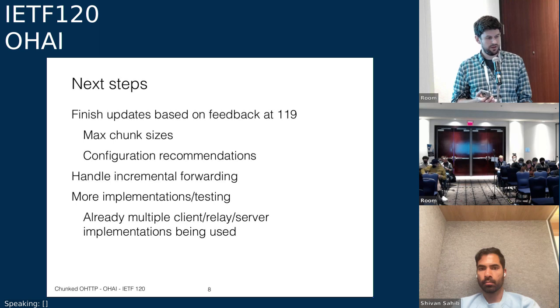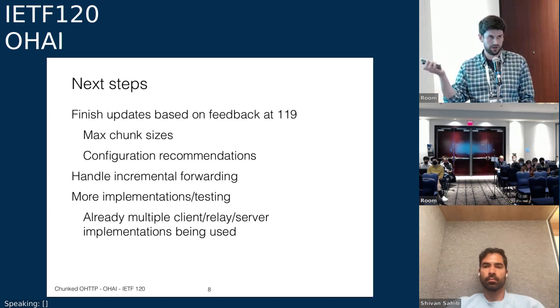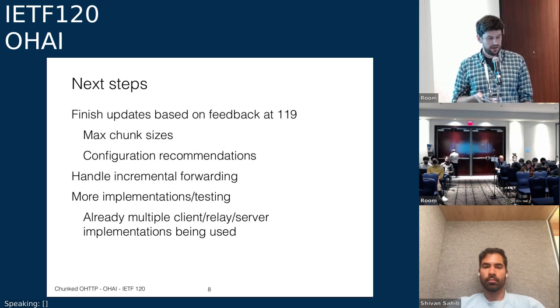Yep. So overall, we still have to finish some of the updates based on the other issues which we alluded to here, which we got some feedback on at 119, but we need to do more thinking on. That includes, are there maximum chunk sizes overall? How we recommend getting the configuration of whether you do chunked or not? The other main thing to do is now to go forward with incremental forwarding. And that's probably going to look like a new draft within HTTP BIS that then gets normatively referenced from here.